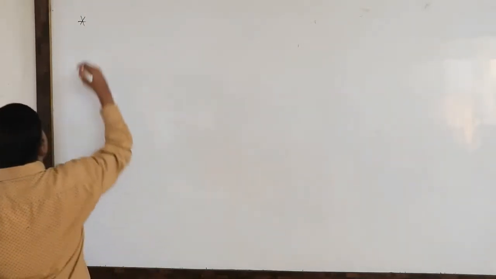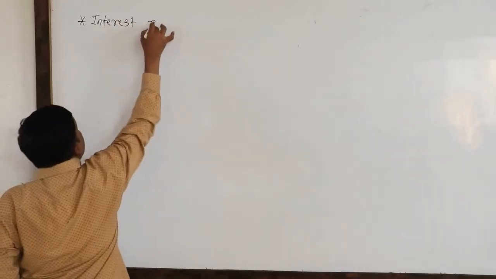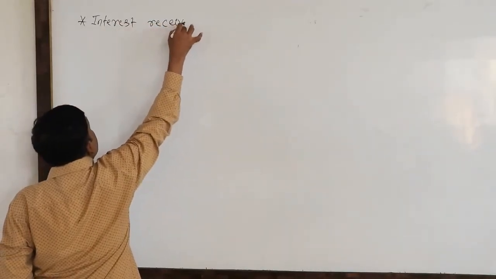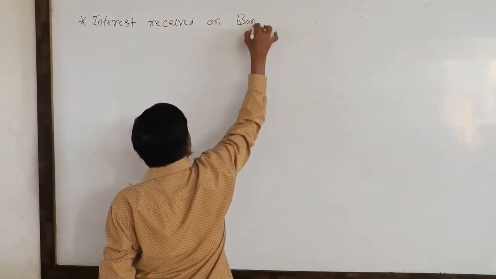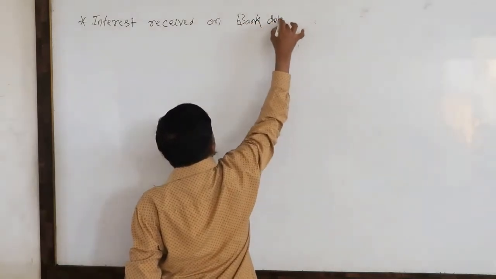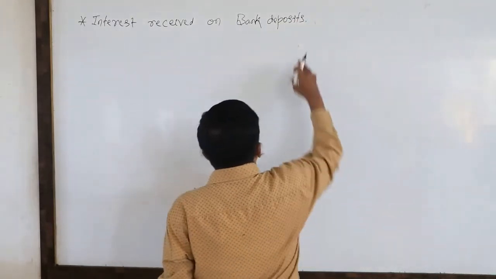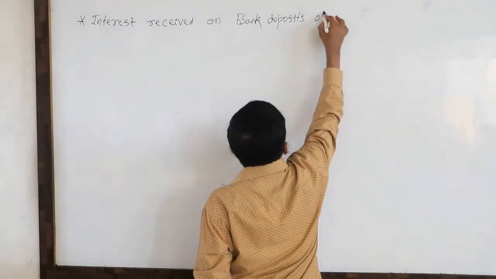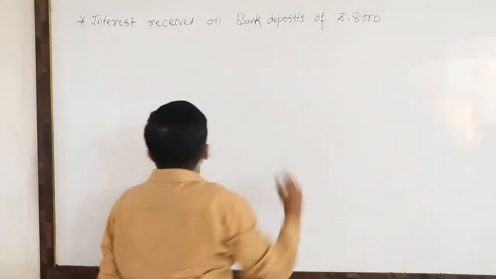Look here, this one: interest received on bank deposits of rupees 8,000. This is the example, a rough book entry.